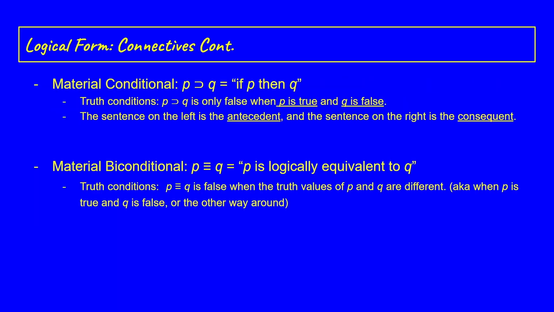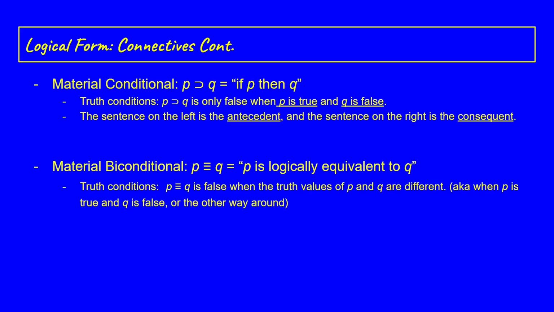The next connective is the material conditional, aka P horseshoe Q. This means if P, then Q. The truth condition is that P horseshoe Q is false only when P is true and Q is false. The sentence on the left of the horseshoe is known as the antecedent, and the sentence on the right is the consequent.